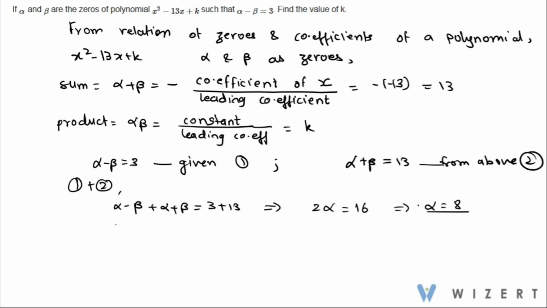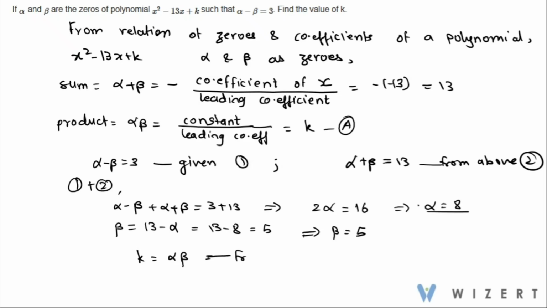And from there we have beta equal to 13 minus alpha, which is equal to 13 minus 8, which is equal to 5. So beta equal to 5. And k is equal to alpha into beta from equation A. I have named it A. Therefore we have k equal to 8 into 5. So k equal to 40. So the answer is 40.